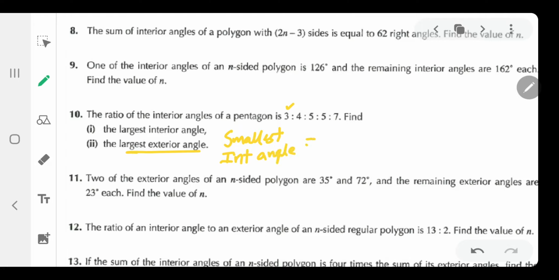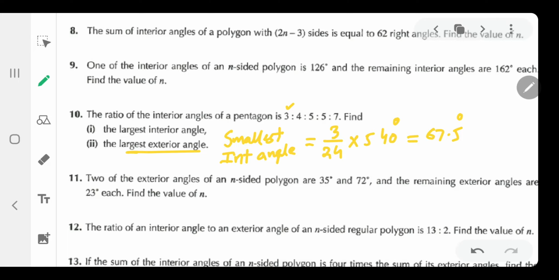So what is this smallest interior angle? Because the ratio is 3, which is the smallest, it is 3 divided by 24 multiplied by 540 degrees. The smallest interior angle is 67.5, right? But we have to find out what is the largest exterior angle, right?